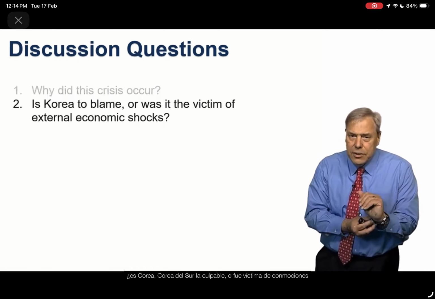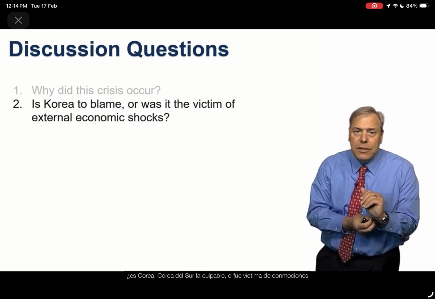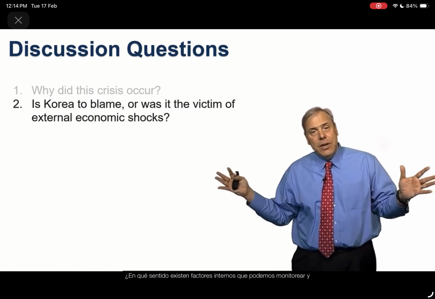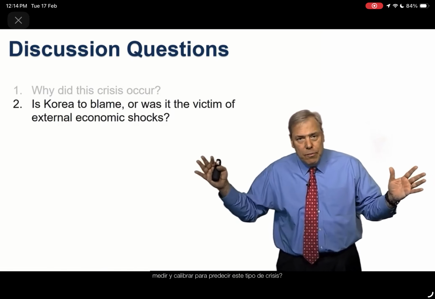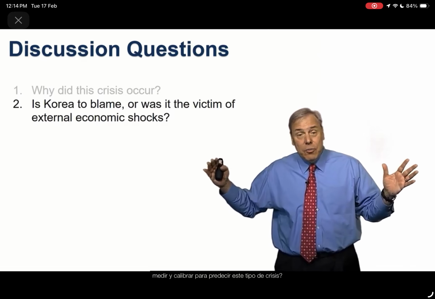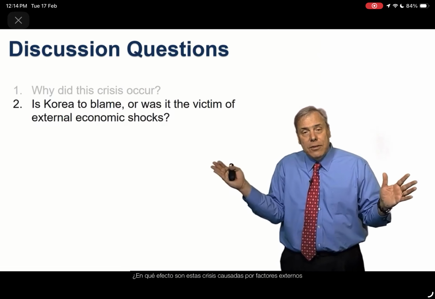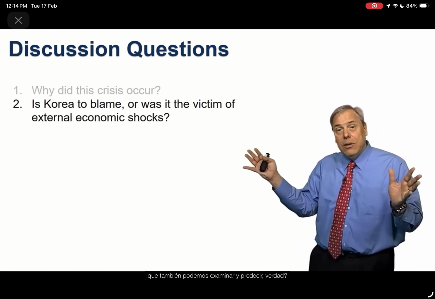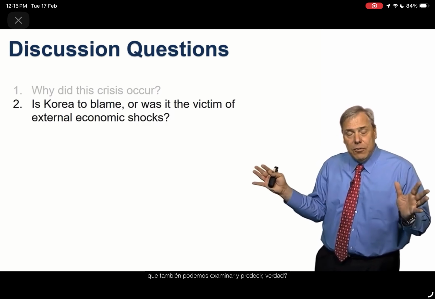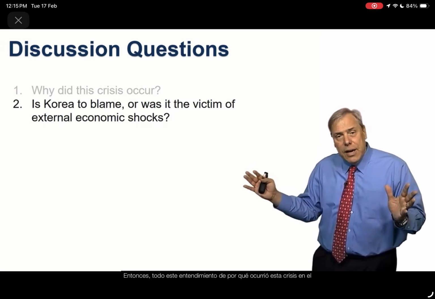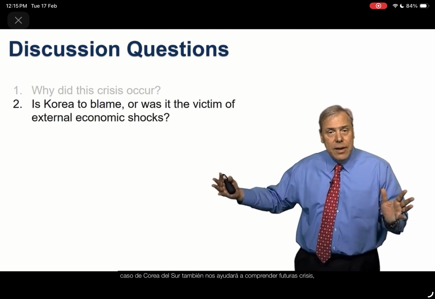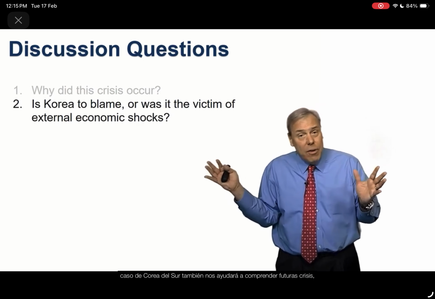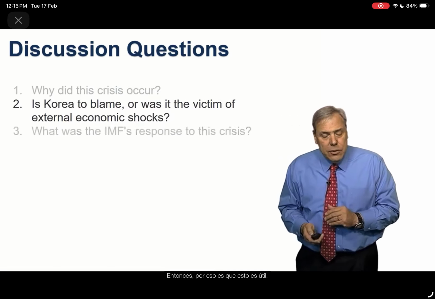Is South Korea to blame, or was it the victim of external economic shocks? To what effect are there internal factors that we can monitor and measure and gauge to predict these kinds of crises? To what effect are these crises caused by external factors that we can also examine and predict, right? So all of this, understanding why this crisis happened in the case of South Korea, will help us understand future crises as well, right? So that's why this is useful.